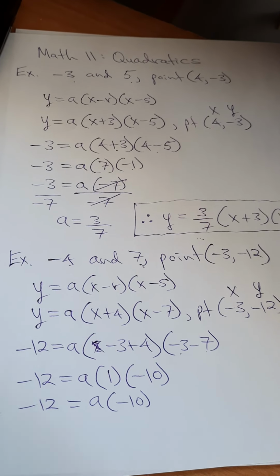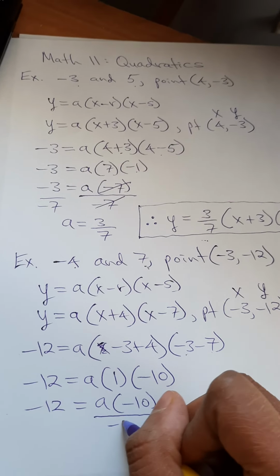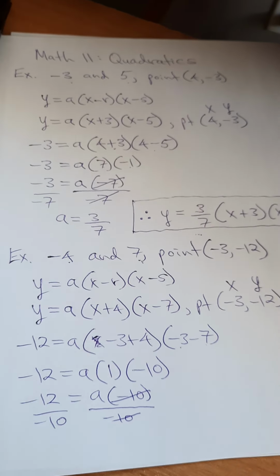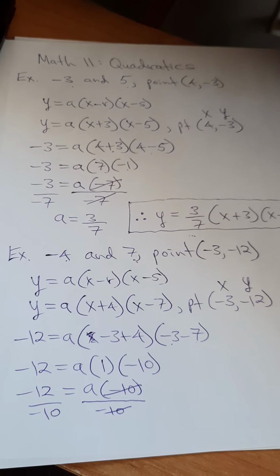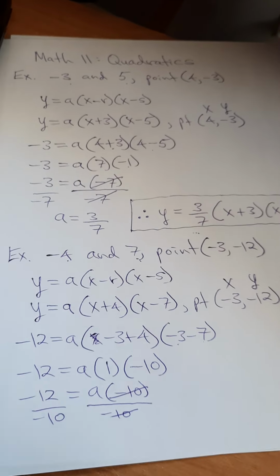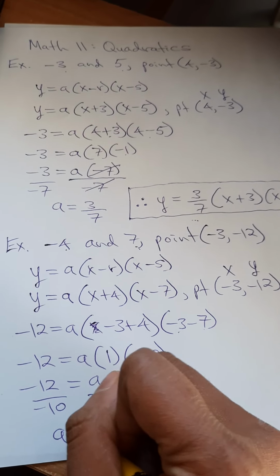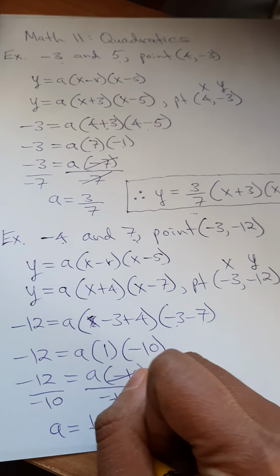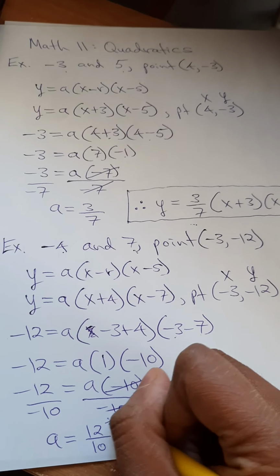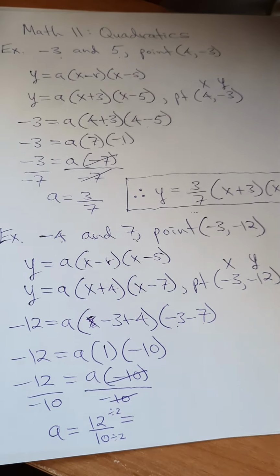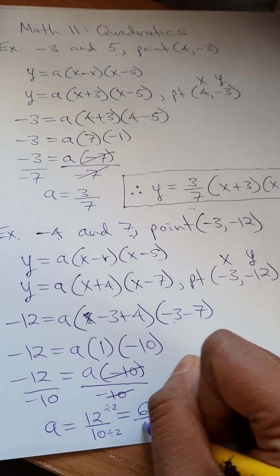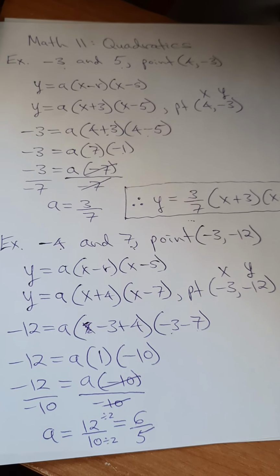Okay, and what I want to do here is just divide it by negative 10 on both sides. Okay, when you do that, I notice the negative 10 is canceling out in this case, okay? And here as well, I have the value for a, which is 12 over 10. And what we're going to do is just divide it by 2 on the top and the bottom. Okay, and the value for a is going to be 6 over 5. Okay, does everyone see that?